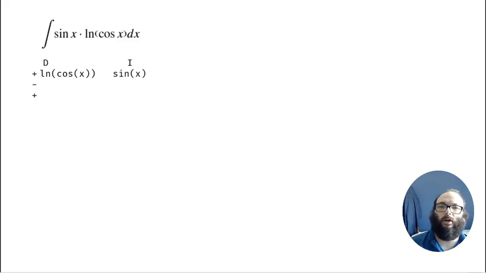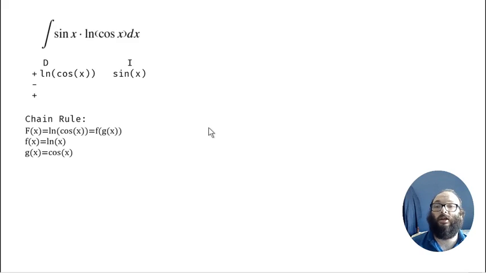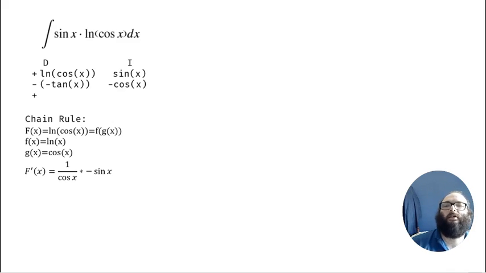So now we got to derive this, and it's not too hard. We just have to use the chain rule. Of course, with the chain rule, it's pretty straightforward. We figure out almost right away that we have 1 over cosine of x times the negative sine of x. That's our derivative. Of course, we can rewrite this as the negative tangent of x. And then we're going to go ahead and integrate our sine of x, which is just negative cosine of x.